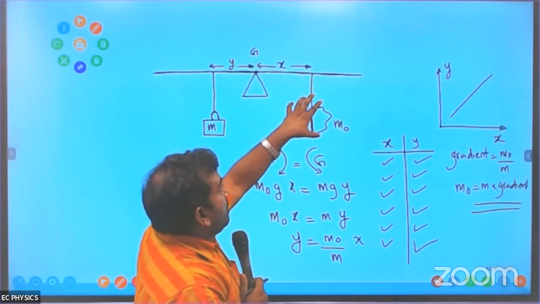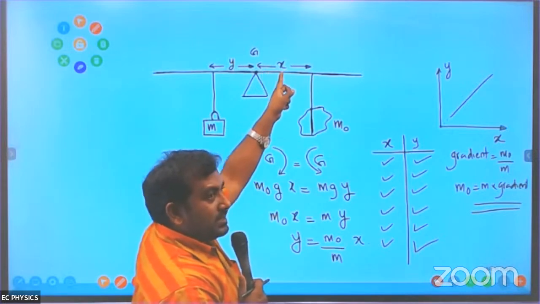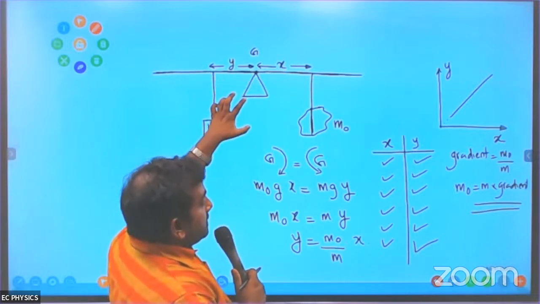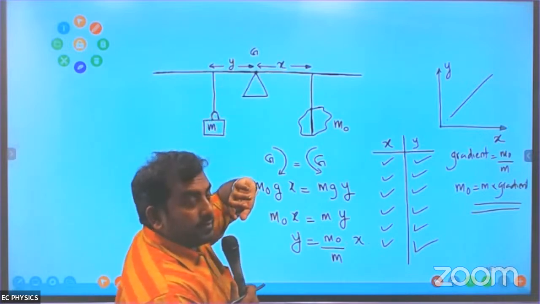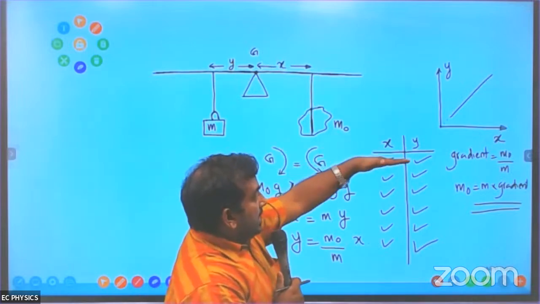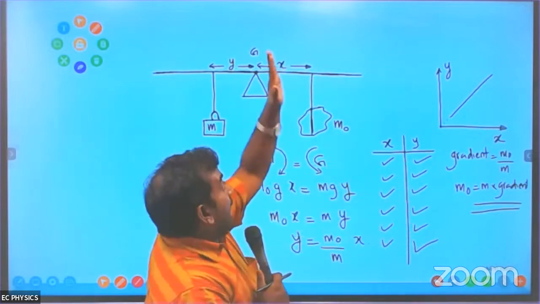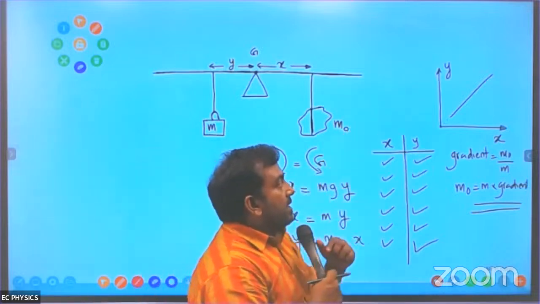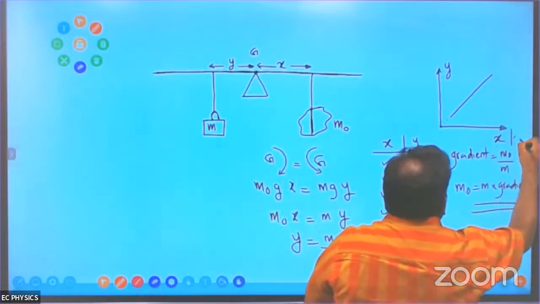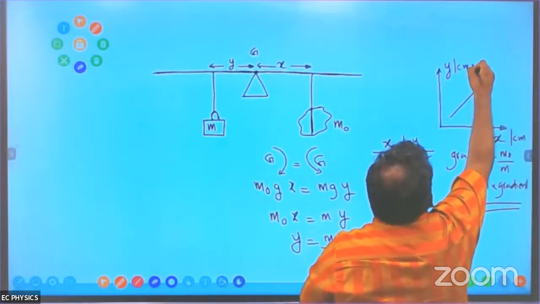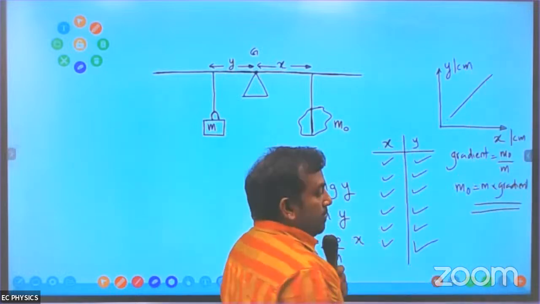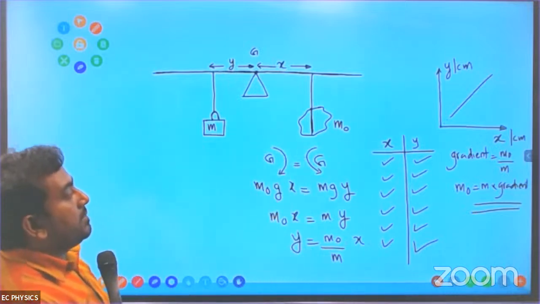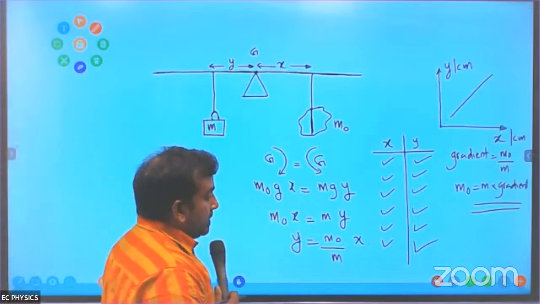Place the unknown weight at a fixed distance and adjust the known weight so it's balanced. Measure x and y. Change x in equal length intervals and accordingly you change y. Plot the graph between y and x, these are in centimeters. From the gradient of the graph, we can find the unknown weight. Okay. Let's write it.